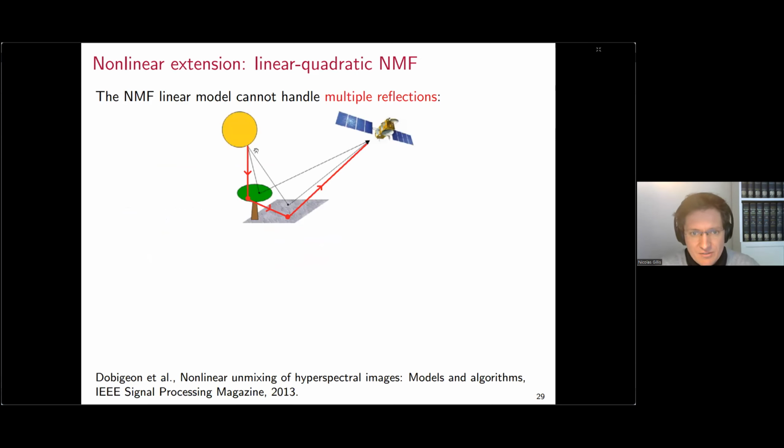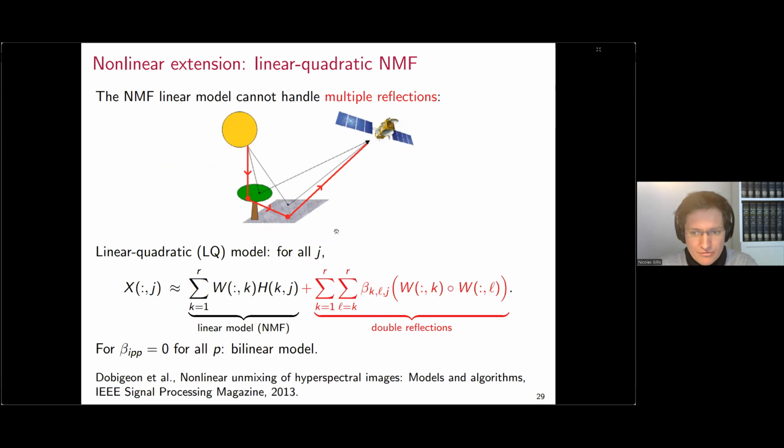For example, in this example, the red light here is being measured after being reflected by the tree and then by the road. So this can be modeled as follows. Double reflections can be modeled. The first part is the linear model, for the things that are only reflected once before being measured. And then you can add this double reflection term, where the basis vectors are the componentwise products of the spectral signatures of the constitutive materials.